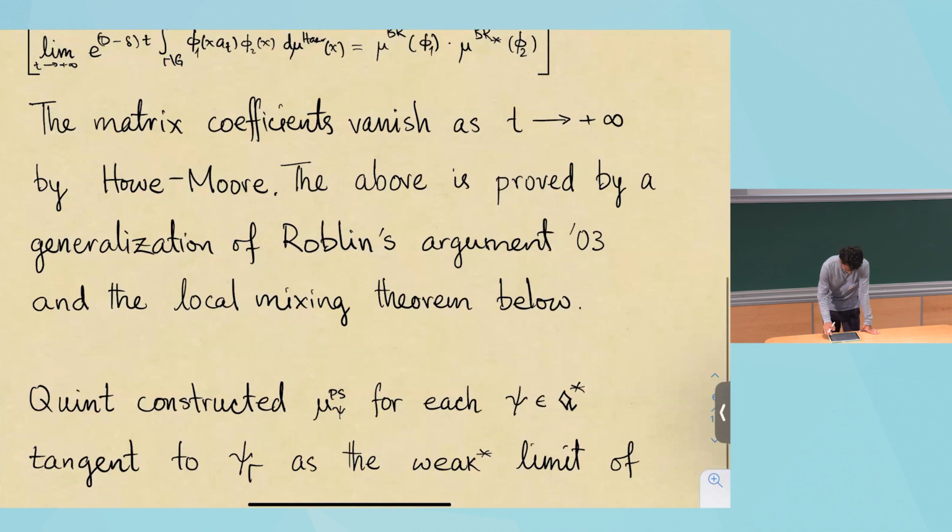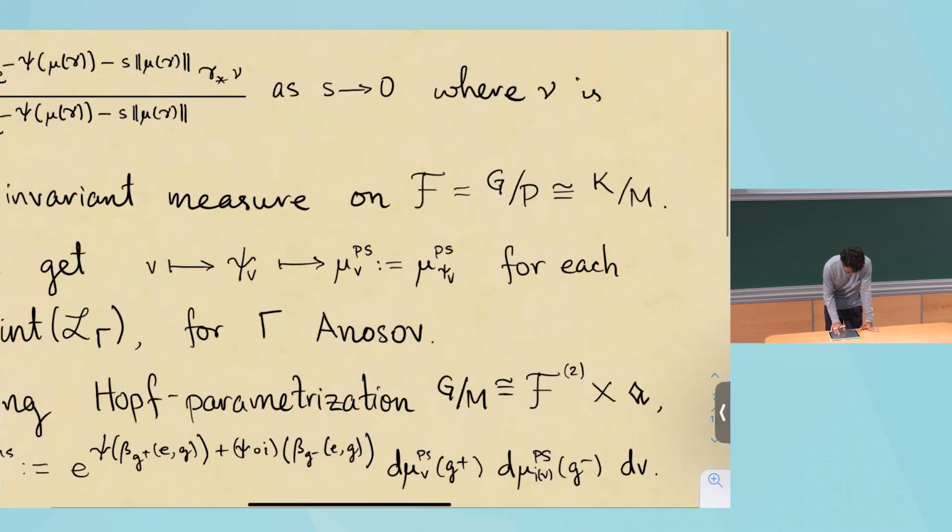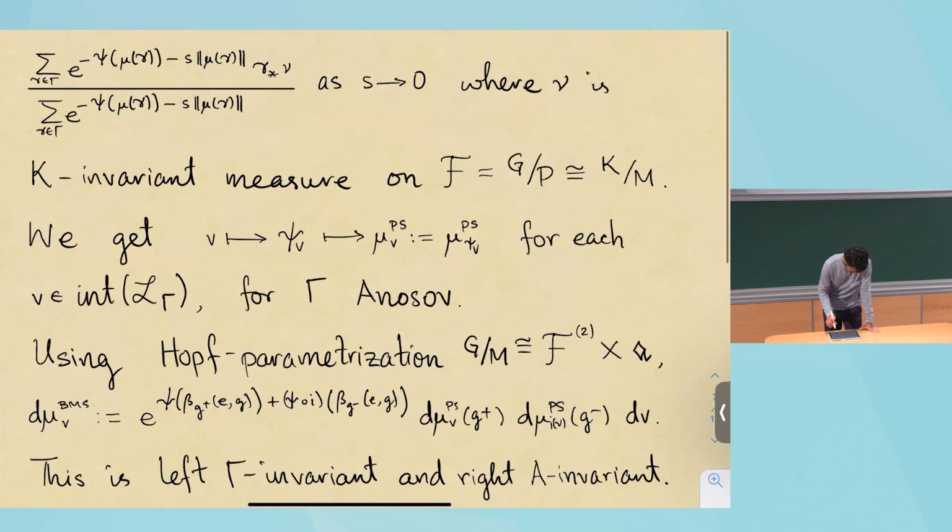So this is proved by generalizing Roblin's transverse intersection argument, and using the local mixing theorem as input, which I will show below. So now I have to introduce the BMS measure. So Kant constructed these Patterson-Sullivan measures for a linear form psi tangent to the growth indicator function. And roughly speaking, this is the weak star limit of this quantity.